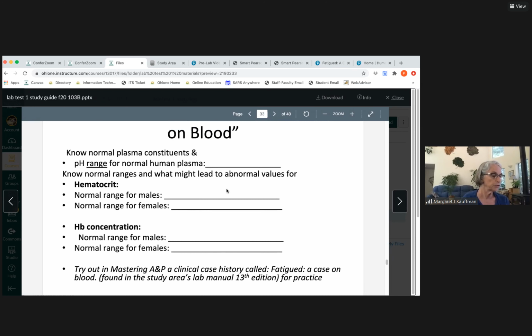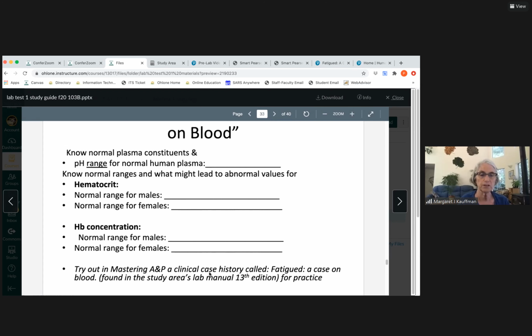So I'm sending you to 2 sites within Mastering to do at some point. One of them, which we'll talk about later, is for understanding blood typing. The other one is a case history. I'm not going to expect you to come up with the answer for this, but I think it gets you thinking about why testing blood is important. It's an indicator for lots of the functions of lots of body systems.